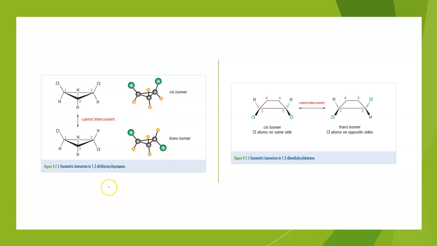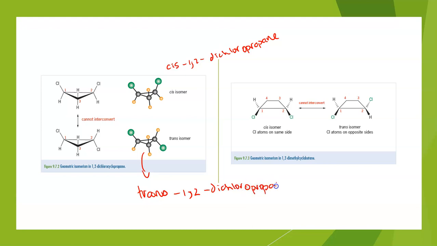So in this case, we would have 1,2-dichlorocyclopropane. So this would be cis 1,2-dichlorocyclopropane. And then this one here would be trans 1,2-dichlorocyclopropane. So the cis tells us that the chlorines are on the same side of the ring, trans tells us that the chlorines are on the opposite side of the ring, however they are on the same carbon.